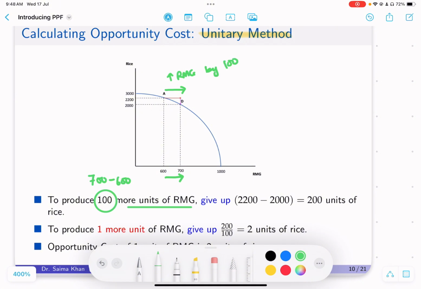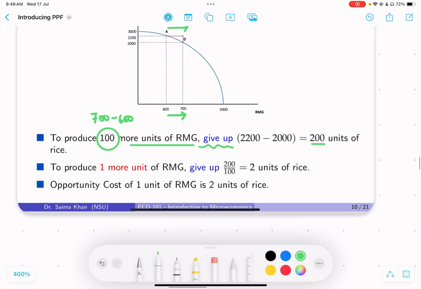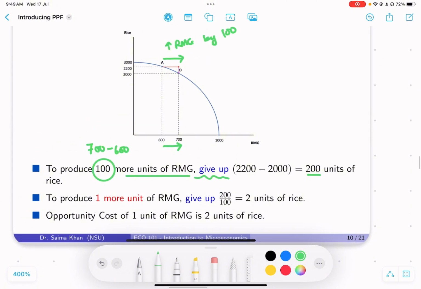So when you are producing 100 more units of RMG, you're giving up 200 units, so 2200 minus 2200 units of rice. ঐকিক নিয়ম হলো, because this is very hard to compare. Let's say you had two PPF, two different countries. How would you compare their opportunity cost? Okay, to bring about comparability, you take it to terms of one. So you're saying that to produce one more unit of RMG, you're going to give up 200 divided by 100, so 2 units of rice.